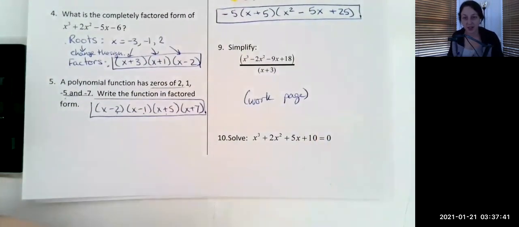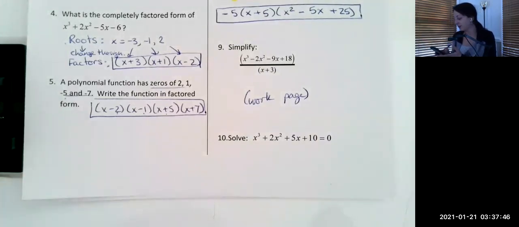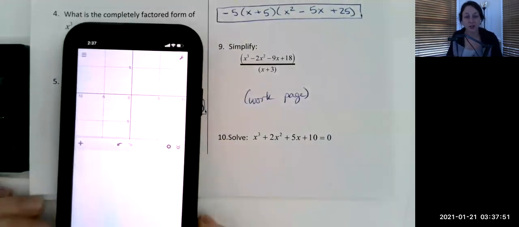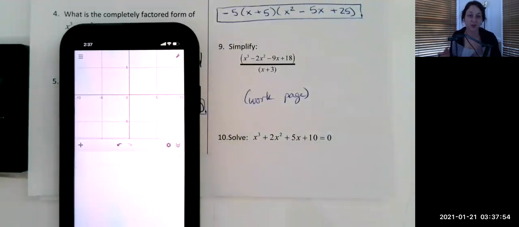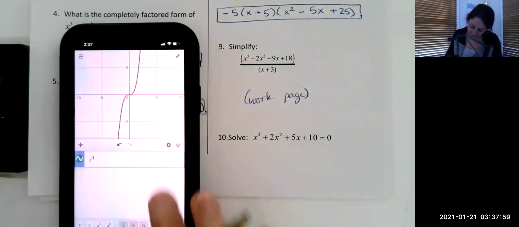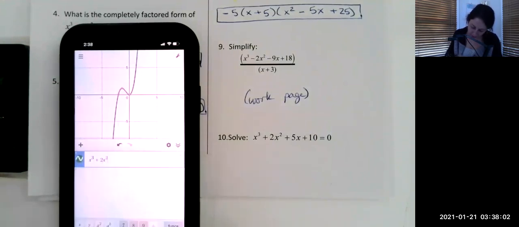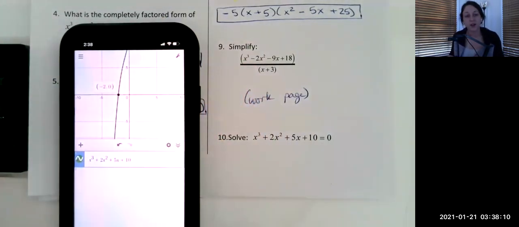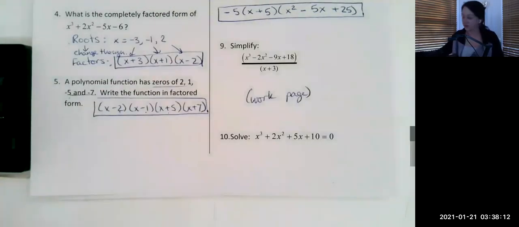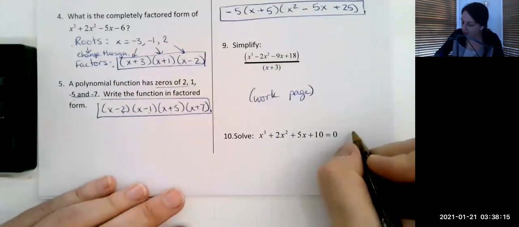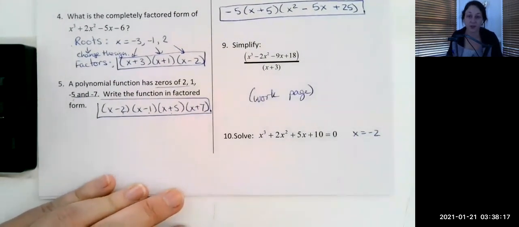Last one is number 10, and number 10 says to solve. There are a couple of things we can do here. First, we're going to check it in Desmos and see if we can solve this with the graph. When I look at x cubed plus 2x squared plus 5x plus 10, I unfortunately only have one nice solid answer, -2. So I know for sure I've got an x equals -2 answer.